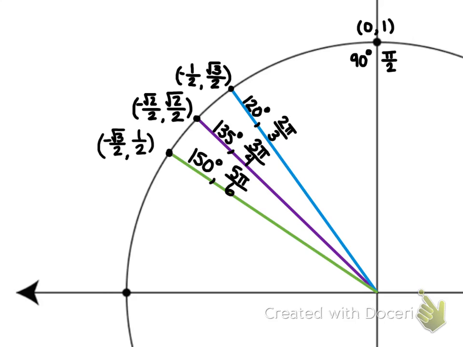Okay, then we're going straight to the left. This is 180 degrees, which is equal to pi radians, and our ordered pair is negative 1, 0. So notice in quadrant 2, all of the first numbers are negative, the second numbers in the ordered pair are positive.